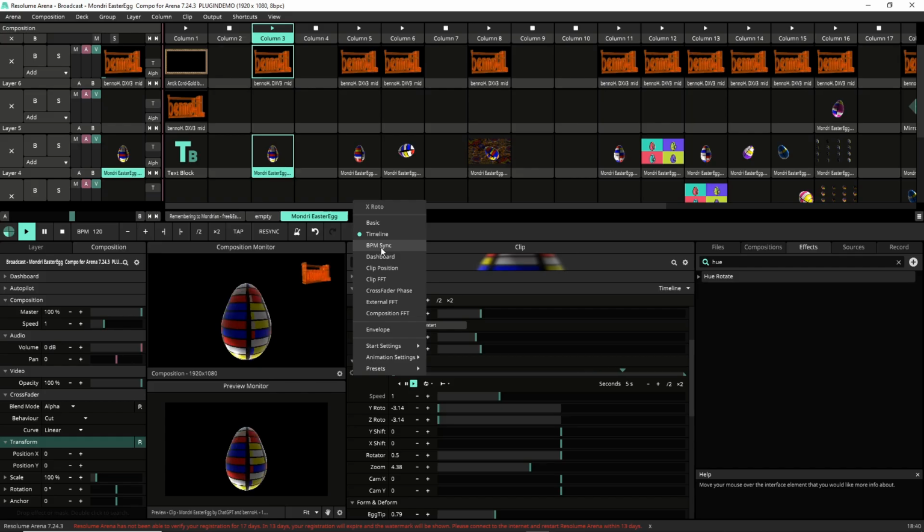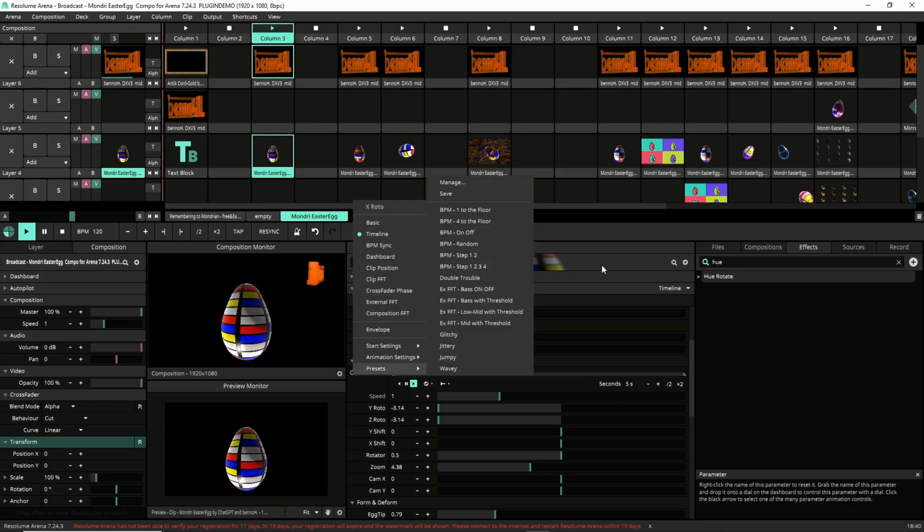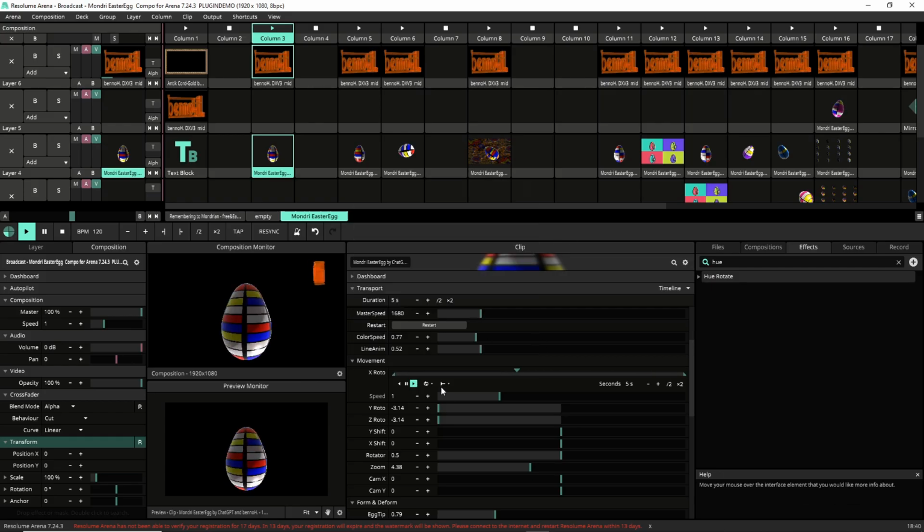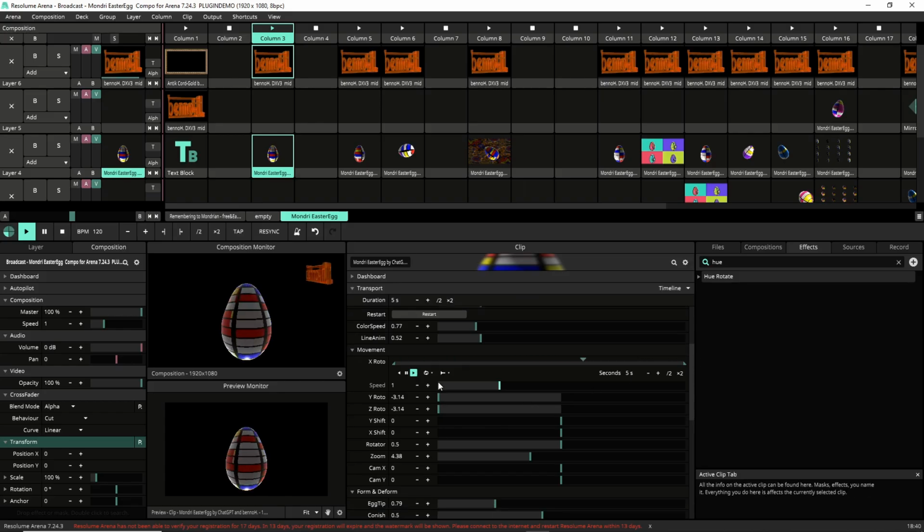VJing: BPM synchronize or clip FFT, when you have an input of a sound by yourself, by your own clip. They have the sound, and we go to the next.